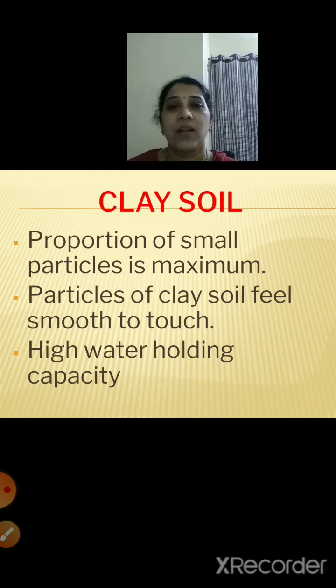You have seen when you are making articles or statues from clay soil, what do you feel? It is very smooth. So it is smooth to touch and it has high water holding capacity, right? The proportion of small particles is maximum in the clay soil, and that's the reason it has high water holding capacity.